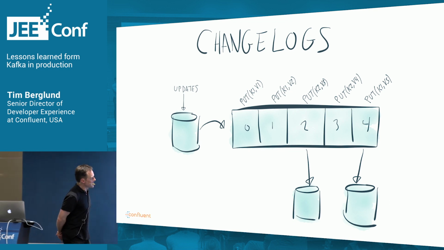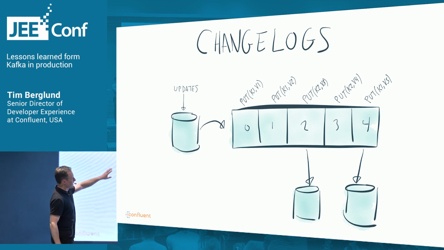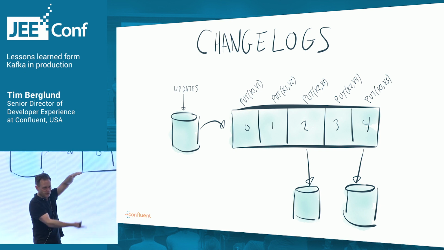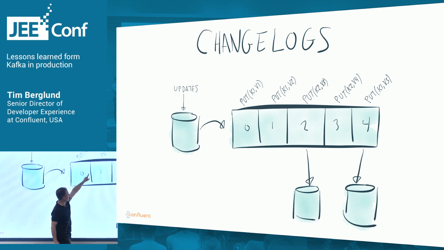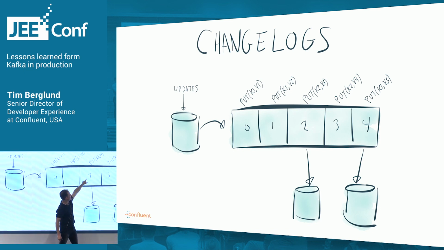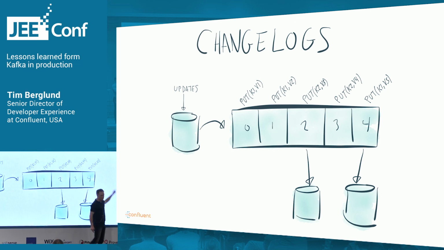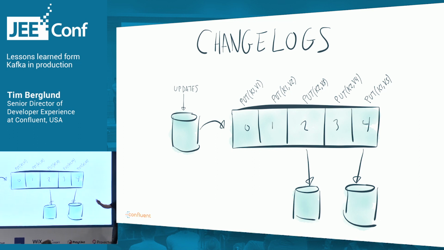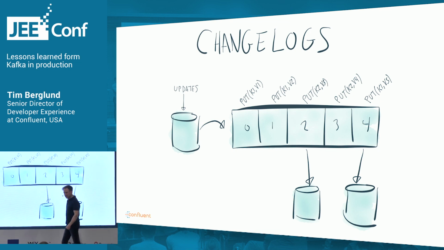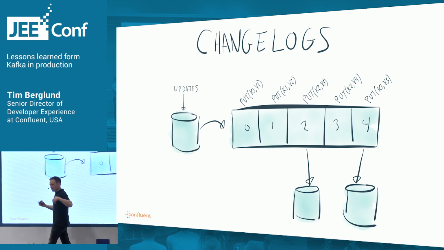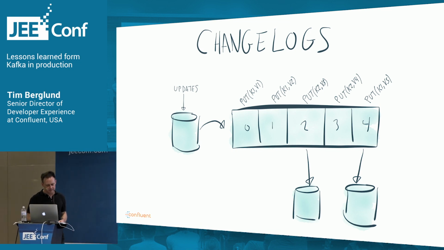All right, back to the table stream duality that I was talking about at the beginning. We had those updates to the table. Remember, I had the three different states of the table. Well, here they are. Here's put key one, value one, key one, value two, key two, value three, key two, value four, key one, value five. We're updating the table, and each one of those updates is a message in the log. So a table and a stream are, or at least can be, isomorphic. You see that happening in that log right there.